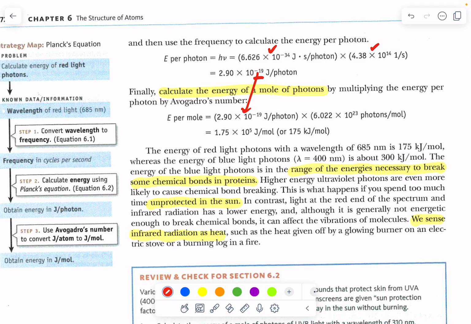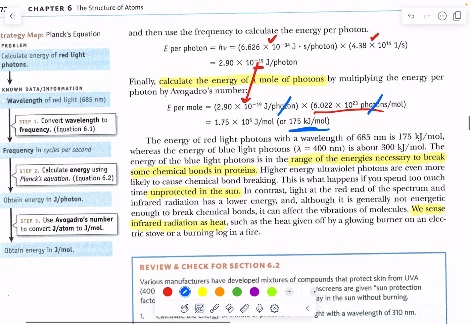So it's not uncommon, and you'll be doing this on your test and in your homework, you'll multiply by Avogadro's number. And so now the photons are going to cancel out. The photons cancel, and now you have your energy per mole. And your energy per mole now is something that we can measure in the laboratory, 175 kilojoules per mole of energy from a mole of photons which have this particular frequency.